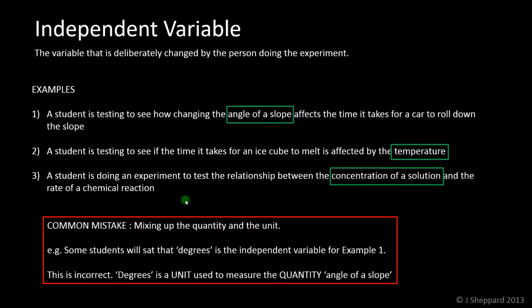A common mistake here is to put the unit instead of the quantity. So, for example, some students will say that degrees is the independent variable for example 1 up here, where it's angle of the slope. Right? We've got to be clear. The degrees is the unit for angle. Right? It is not the variable itself. So it's incorrect to say that degrees is the independent variable for example 1. You must make sure you're talking about the quantity and not the unit.